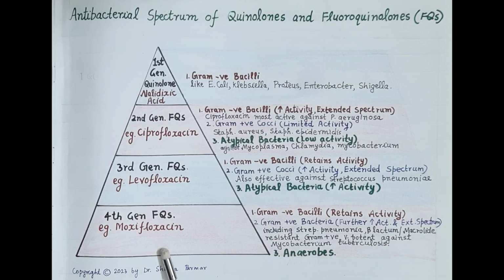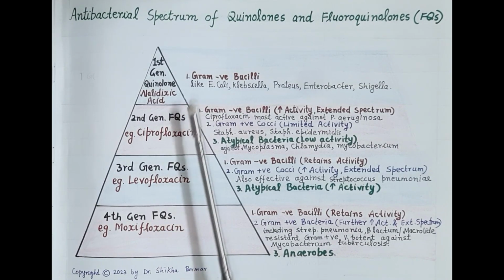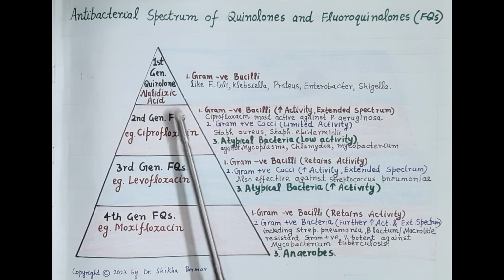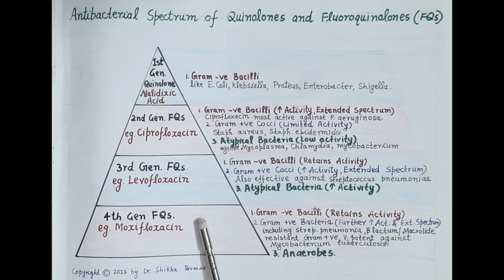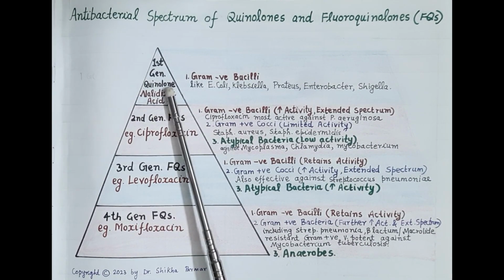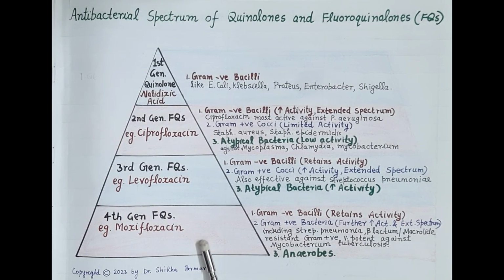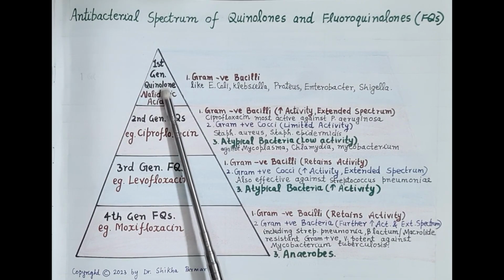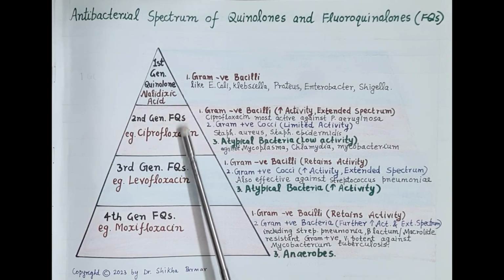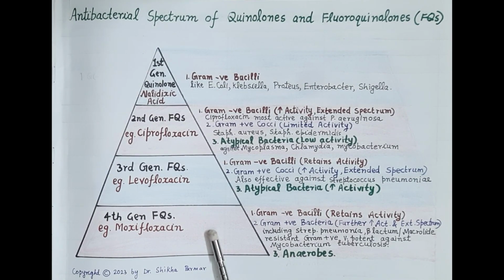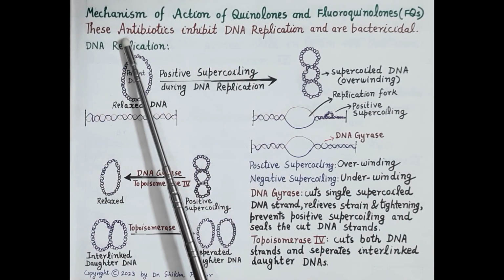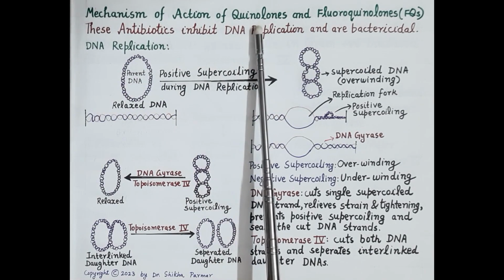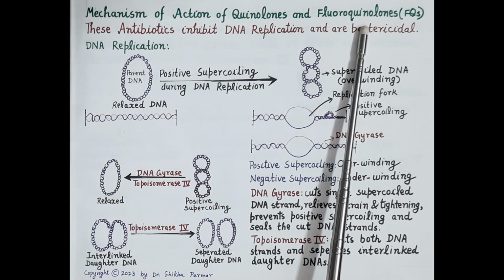So, quinolones and fluoroquinolones all are effective against gram-negative bacilli, but as we move from the first generation towards the fourth generation, they show improved activity and enhanced activity against gram-positive bacteria. So, this is the antibacterial spectrum of quinolones and fluoroquinolones. Now, let's study the mechanism of action of quinolones and fluoroquinolones antibiotics.